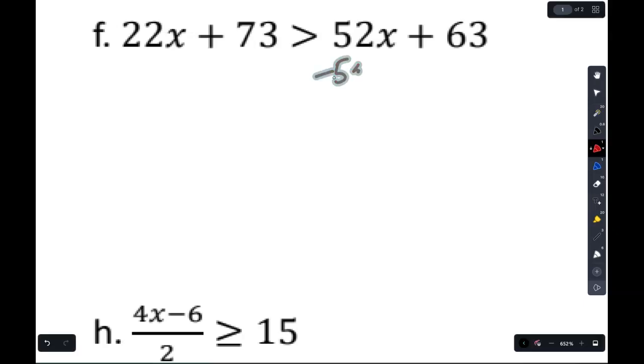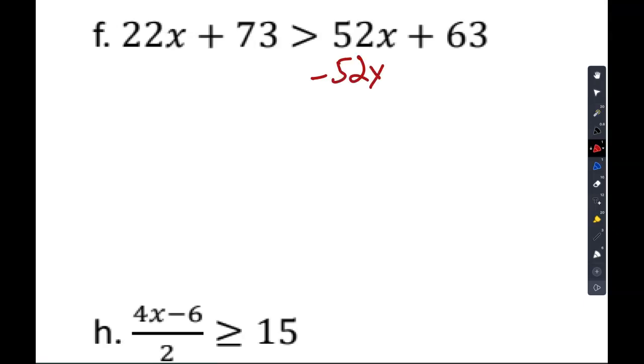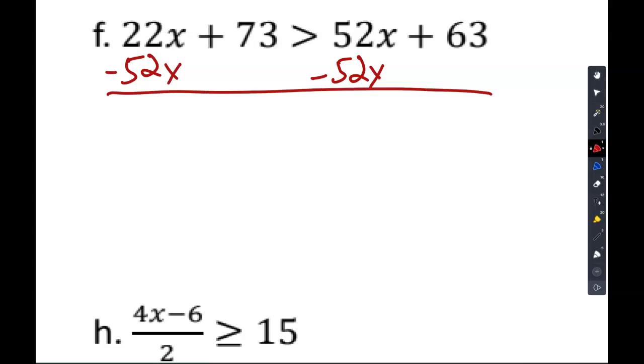Alright, here we got another one. We're going to start with the letters, subtract 52x on both sides. Okay, the 52x's cancel out. That's going to leave you with negative 30x plus 73 greater than 63.